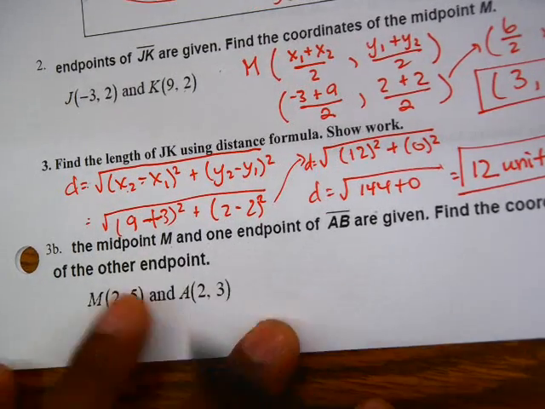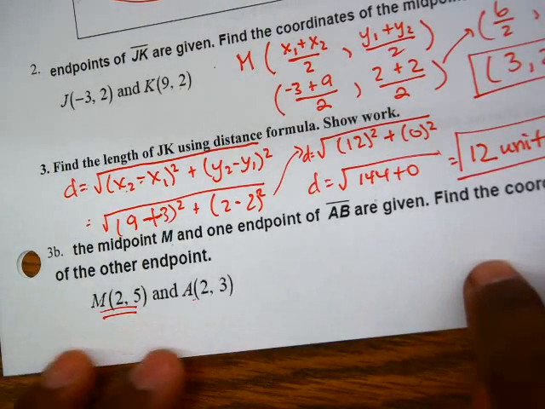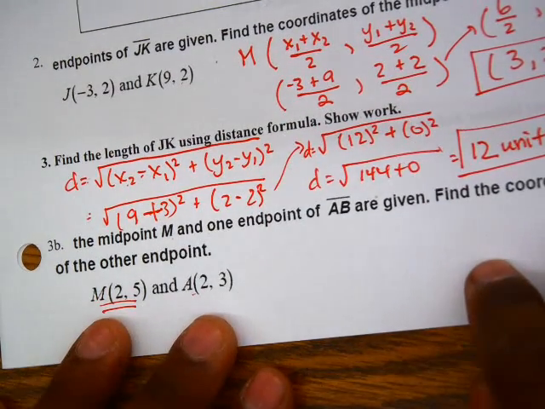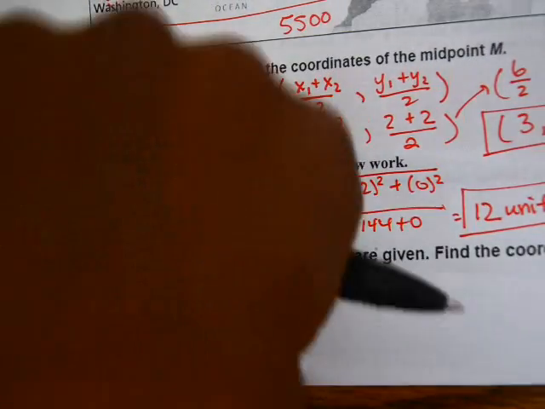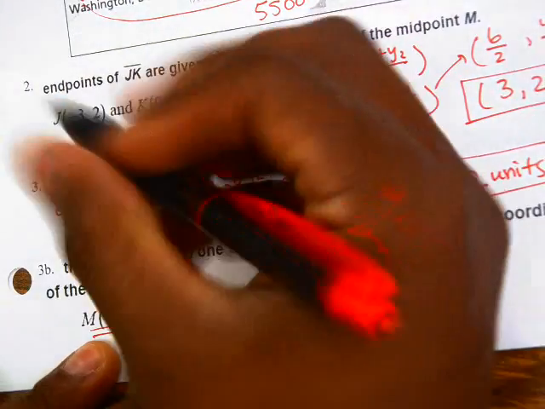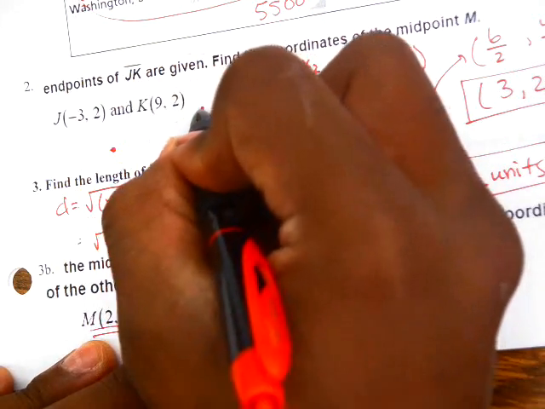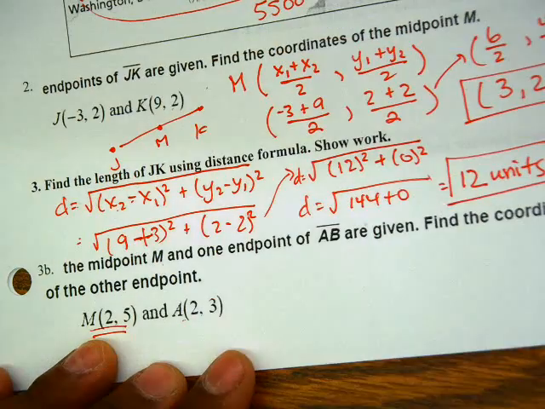3b, M is the midpoint of one, and A is the endpoint of another. We're supposed to find the other endpoint. So it's not like number 2. Number 2 says these are the endpoints, and I'm supposed to find the middle. So here's J somewhere and here's K somewhere, and I'm supposed to find the midpoint.